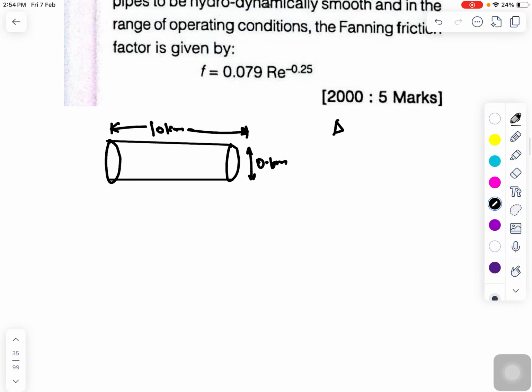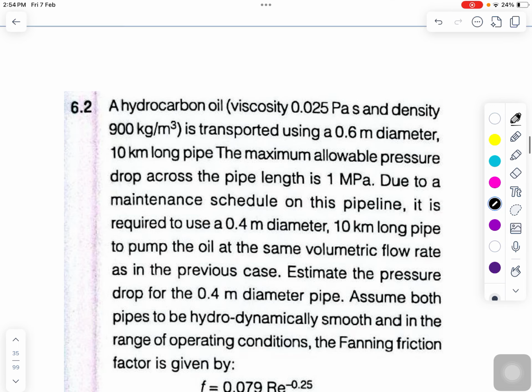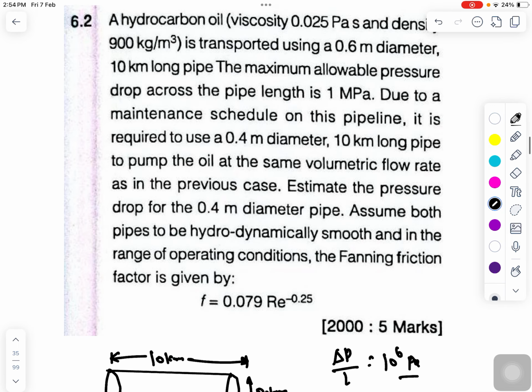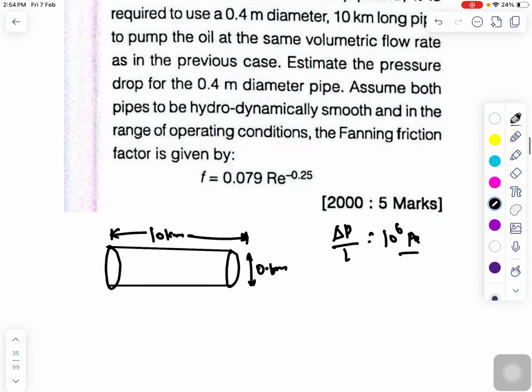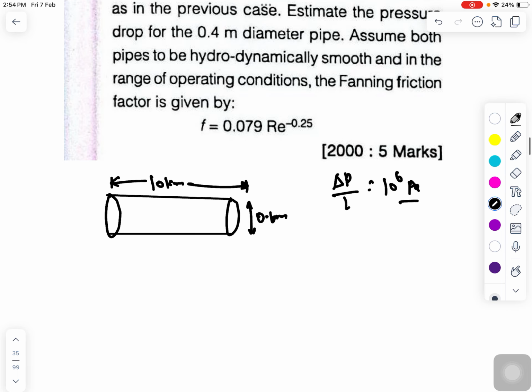The maximum oil pressure drop across the pipe length is 1 megapascal. So it has been given that delta P divided by L is equal to 10 to the power 6 pascal, the pressure drop per unit length. Across the 10 kilometer pipe length, throughout the length 10 to the power 6 pascal pressure drop is there, let's say.